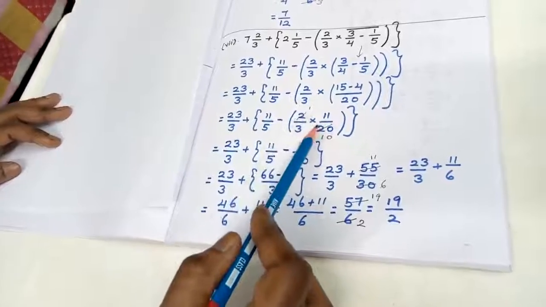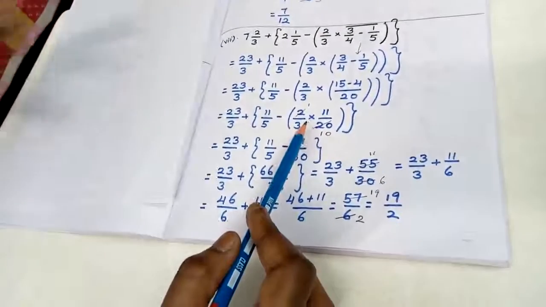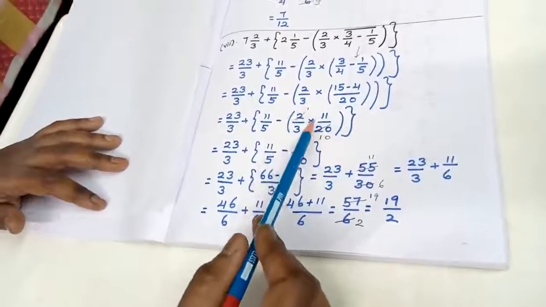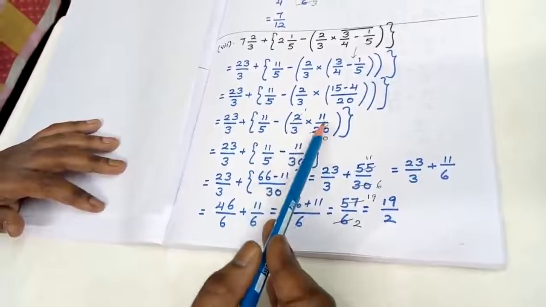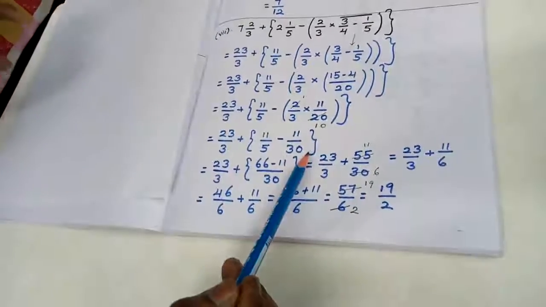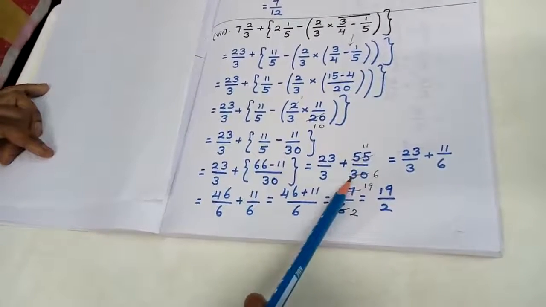Solve this one, students. Bracket means first you are going to concentrate on that one, even if you are going to have different types of operations. 2 by 3 into 11 by 20. If you calculate, you will get the answer as 11 by 30. Then I am going to come to the last bracket, the flower bracket. Calculate, you will get the value as 55 by 30.